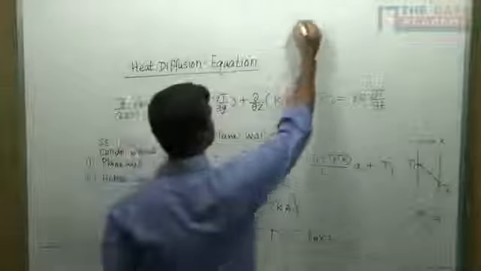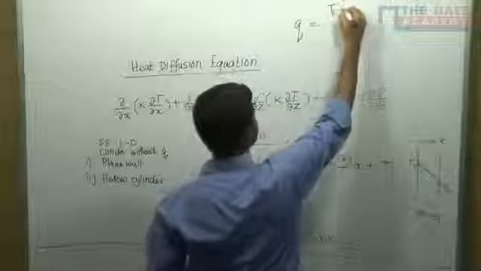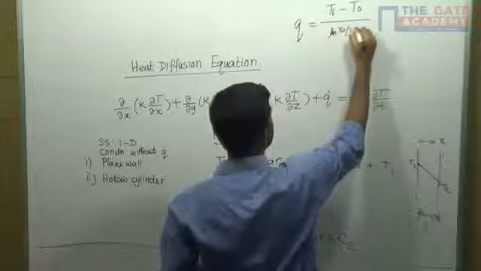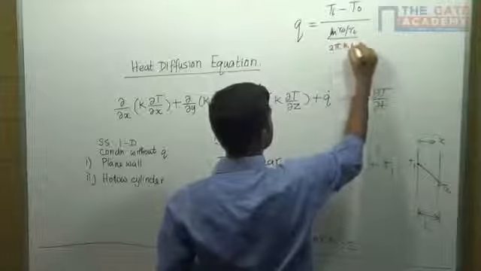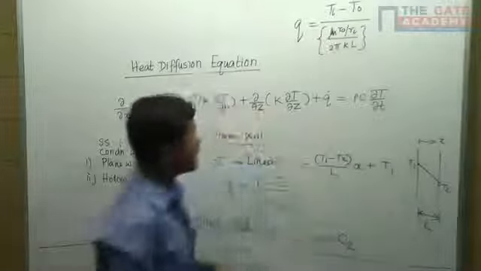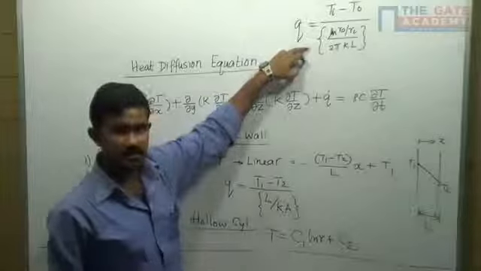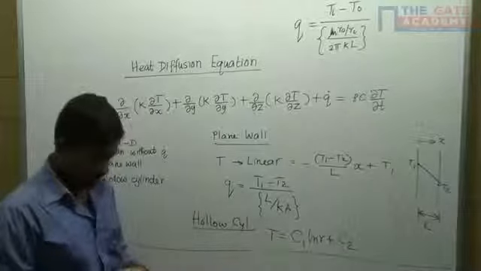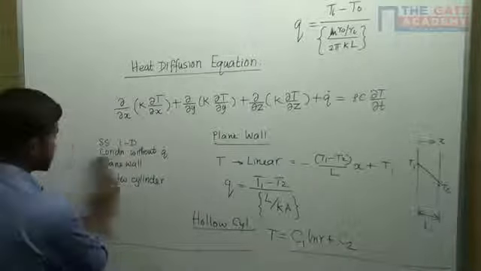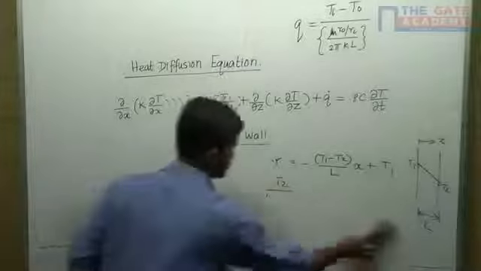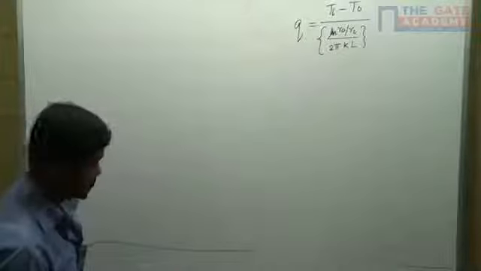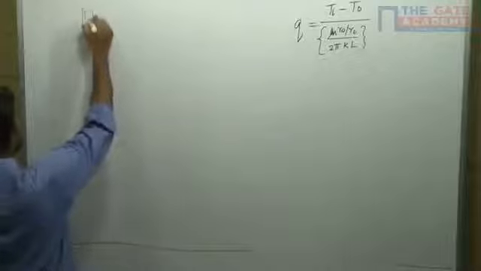So the heat transfer rate, I'll write it here, was (Ti - To) divided by ln(Ro/Ri) by 2 pi kL. And this is the thermal resistance of a hollow cylinder. I stopped till here, and let us quickly revise the electrical analogy.